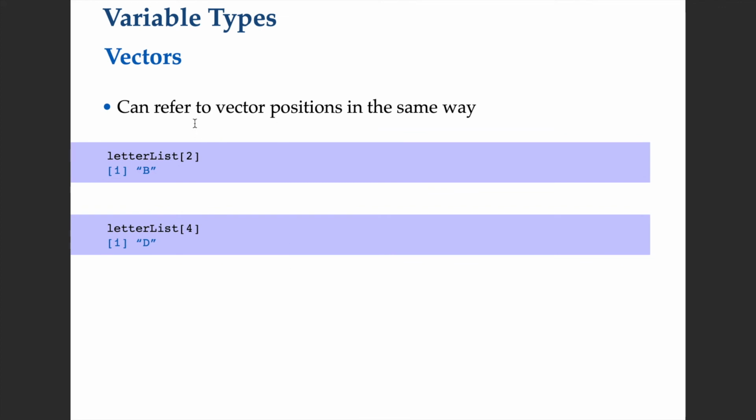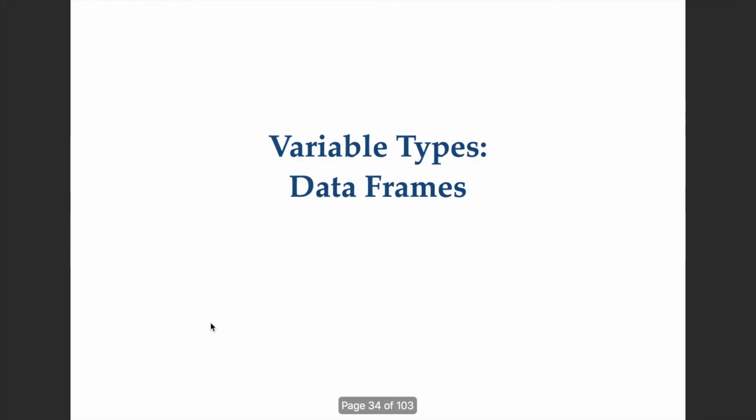And then you can refer to vector positions in our letterList the same way that we did with our numList, right? So if we want to know what value is in the second position of our letterList, we can just type letterList and then put a 2 in those brackets, and it'll give us the value that's in the second position. Similarly, if we put 4 in the brackets, it'll give us the value that's in the fourth position, and so on. You can do that for any position. Okay, I'll stop there for now.